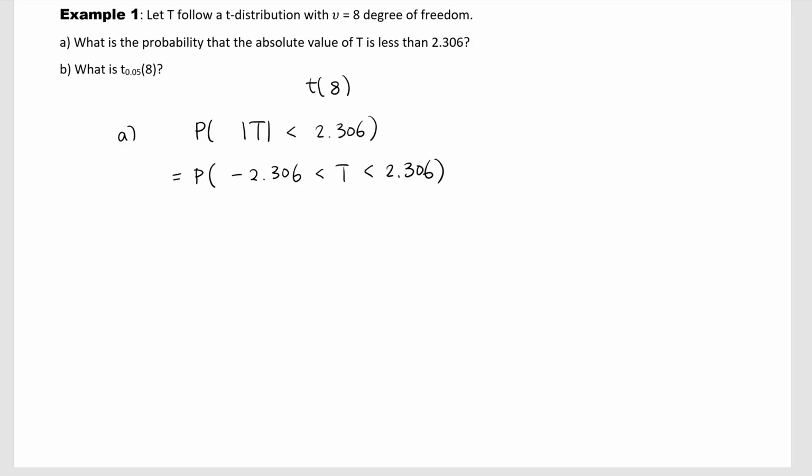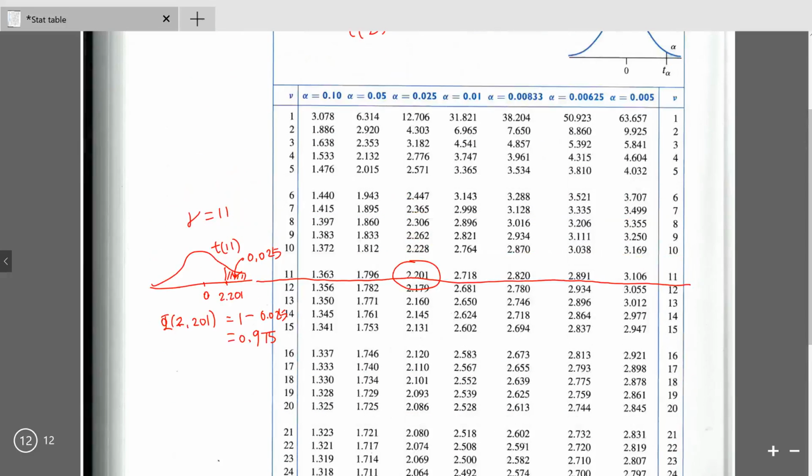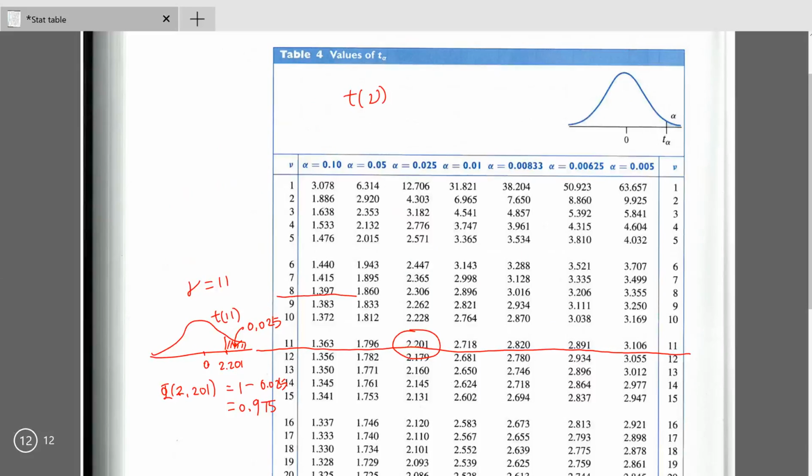Let's look at our t table. Okay, degrees of freedom 8, so we're looking at this row.